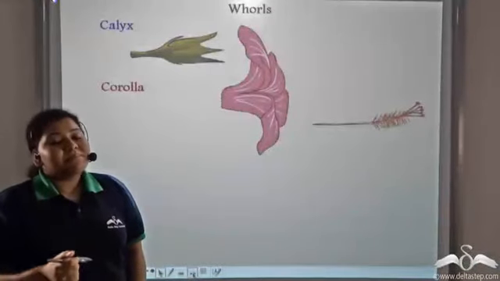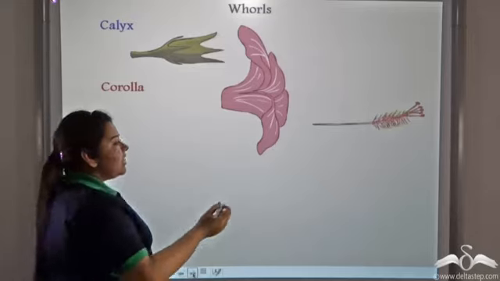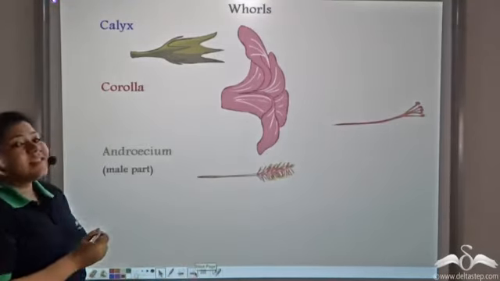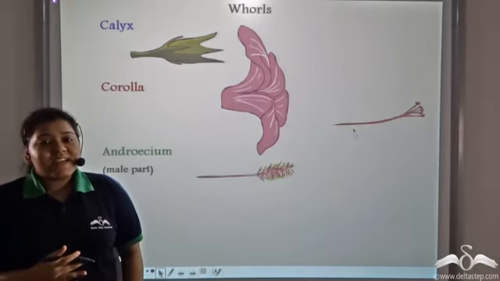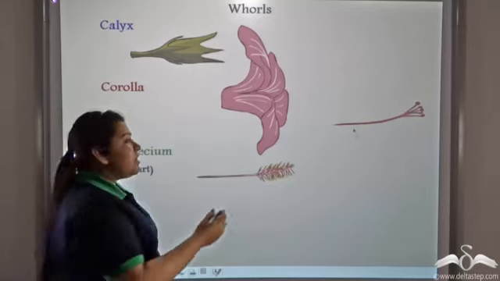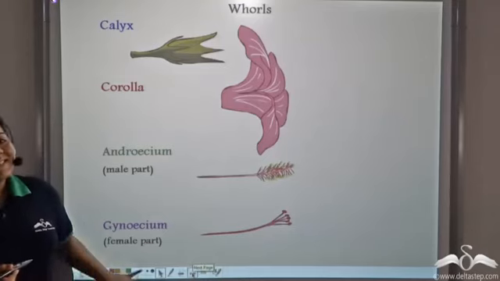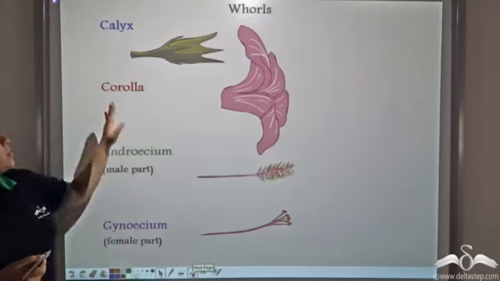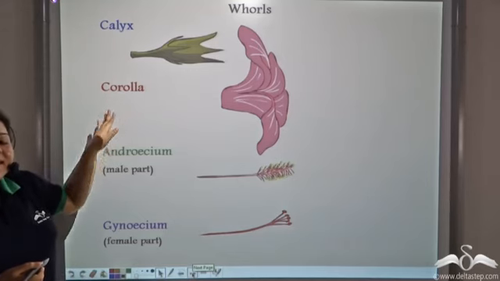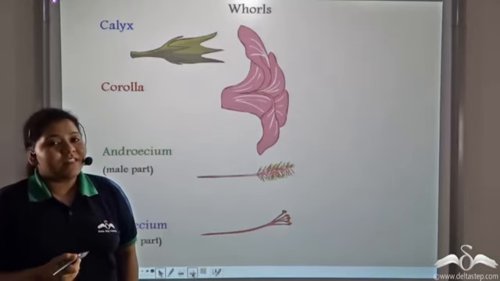Now, the king is the main male member of the palace. So similarly, a flower has a male member which is known as the androecium. Just like the queen is the female member of the palace, similarly, the female part of a flower is known as the gynoecium. So, these 4 whorls, the calyx, corolla, androecium and the gynoecium together form a flower.